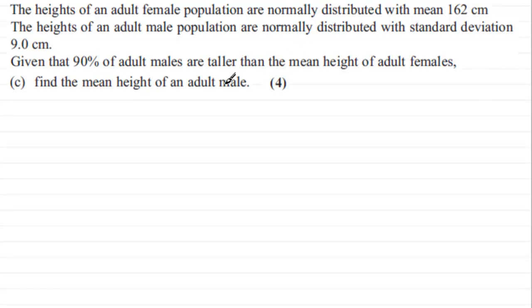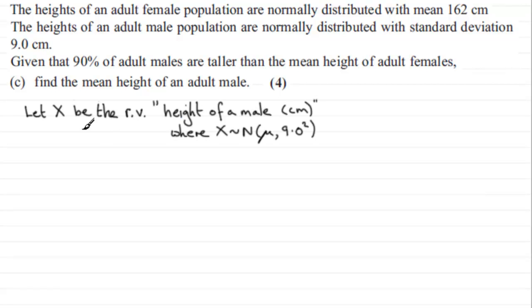Well, first of all, what I want to do is define the random variable, let's say x, which will be the height of a male. So let x be the random variable, height of a male measured in centimeters, where x is distributed normally with a mean of mu and the variance will be the standard deviation squared. So the variance will be 9.0 all squared.